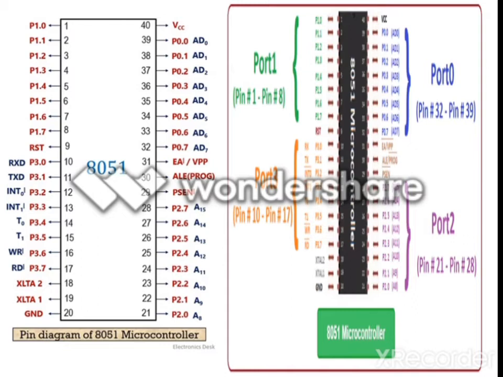Okay, then the second diagram is descriptive about this diagram. Pin numbers 1 to 8 are used for port 1. Then after that, pin numbers 10 to 17 are used for port 3. Then pin numbers 21 to 28 are used for port 2. Okay, like that. And pin numbers 32 to 39 are used for port 0. Okay, this is the information about the pin diagram.